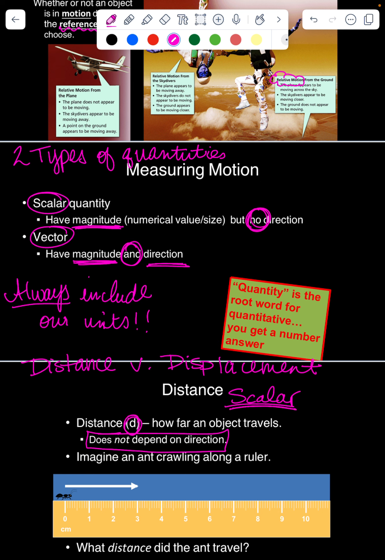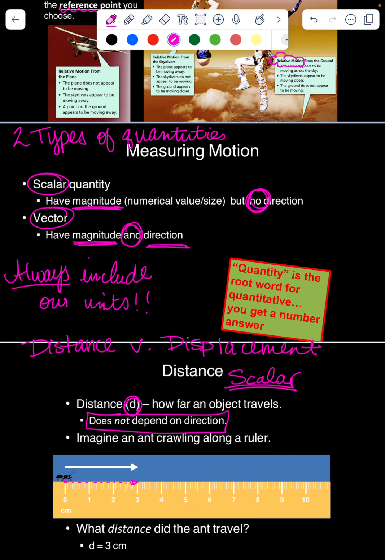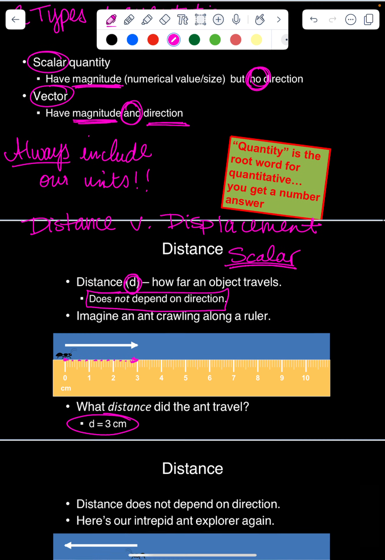It does not care what direction they were going and when. All right, so your distance is going to look at the entire path the object or the person takes. All right, so say we have this cute little ant who is on our ruler. Our ant starts at 0 and then marches to the right to the 3. This is a centimeter ruler. So what distance did he travel? 3 centimeters. All right, his distance was 3 centimeters. Easy peasy. Okay, so we're looking at the path whenever we talk about distance.